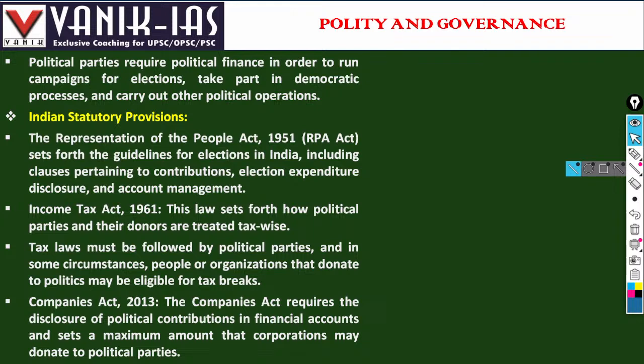Income Tax Act 1961. This law sets forth how political parties and their donors are treated tax-wise. Tax laws must be followed by political parties and in some circumstances, people or organizations that donate to politics may be eligible for tax breaks. Those who contribute to political funding should also get tax breaks. That is why this also encourages some people to contribute to the party of their liking, because they enjoy tax benefit from this. When they contribute something to the political parties, they also get tax benefit from that.